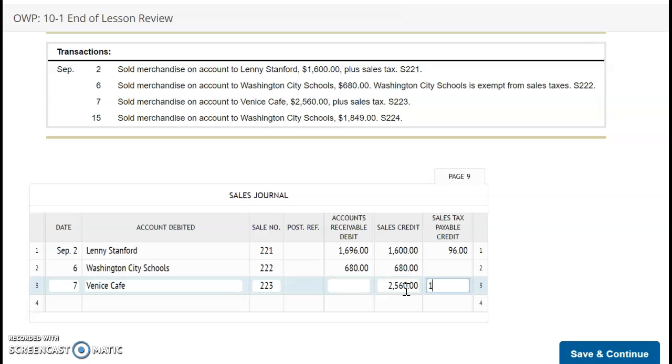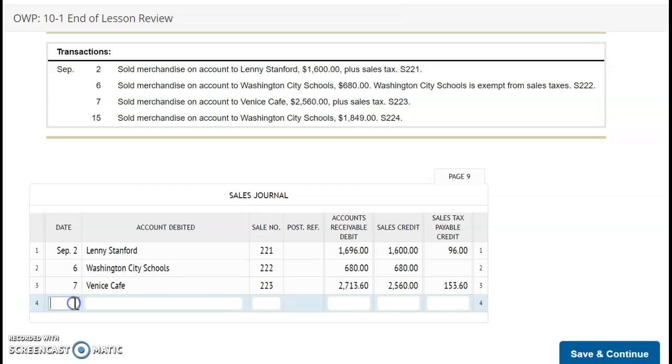Is going to get me $153.60 in sales tax, and then I will add that to my sales credit, and I will end up with $2,713.60. Okay, so my two credits should equal my debit here. And this is the total amount that would be billed to the customer of what they owe us.